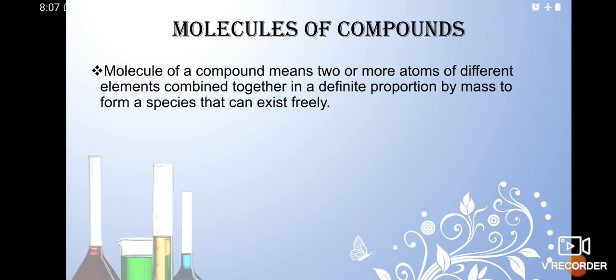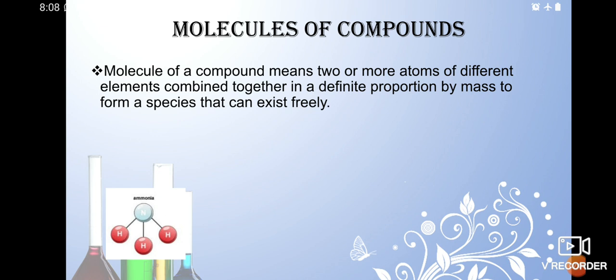H2O2. So that is a new compound, that is not a water molecule. It forms a different compound that is called hydrogen peroxide. So they must follow the definite proportions to form a new compound. Okay students, let us see the examples of images.